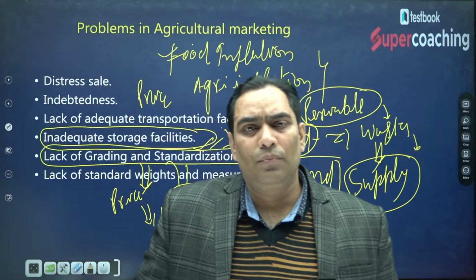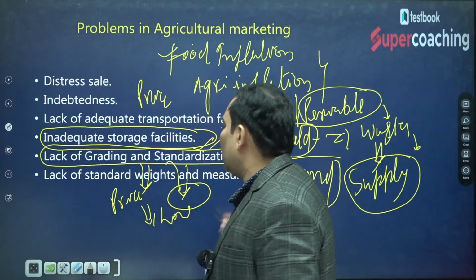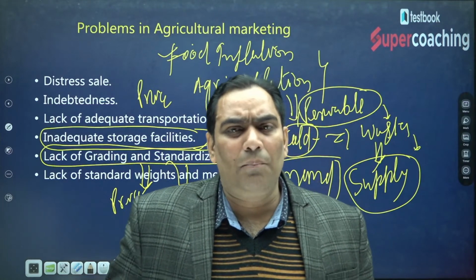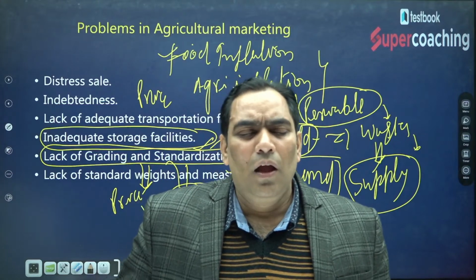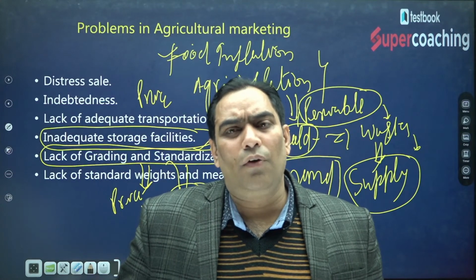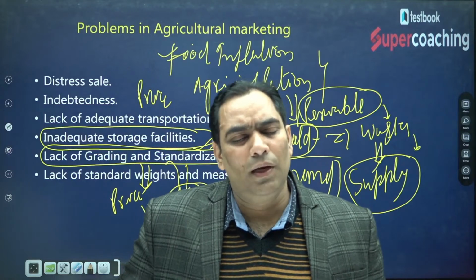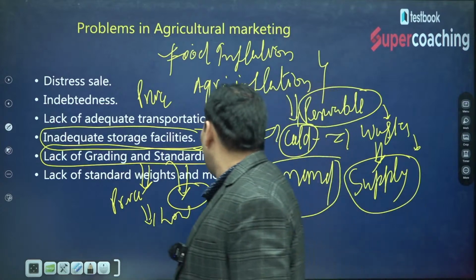Another problem is the lack of standard weights and measures. Now this is no more a problem because we adopted the metric system, but we will discuss it in the reforms. We adopted the metric system, and now the standard unit for weight is kilogram and the standard unit for length is meter. But earlier there were no standard weights and measures.